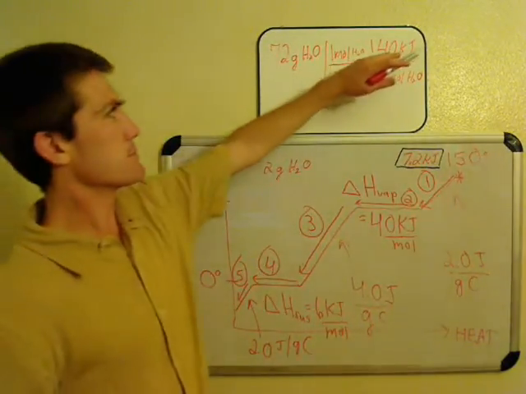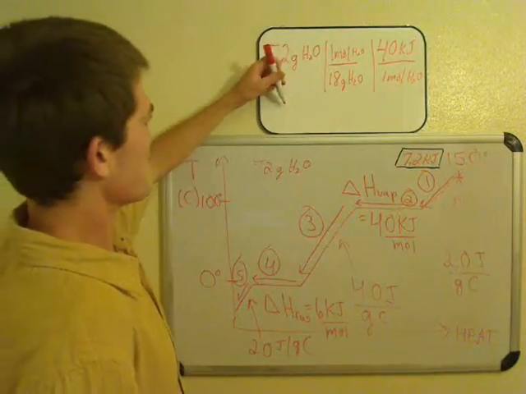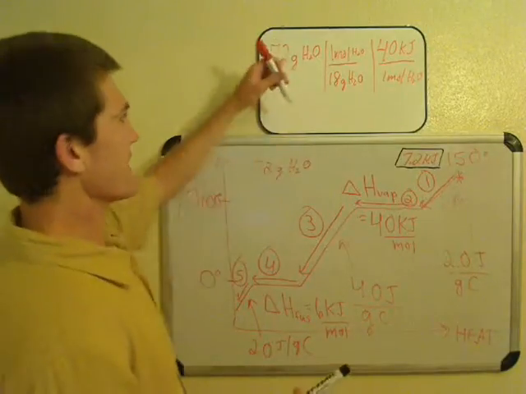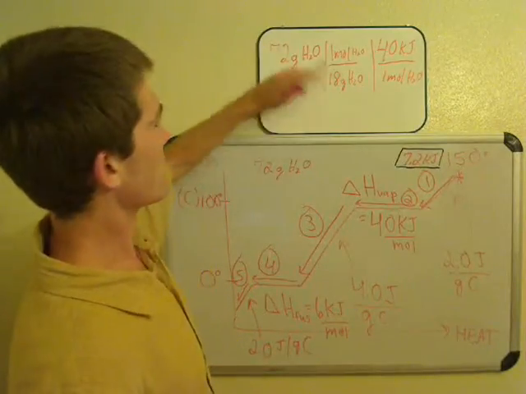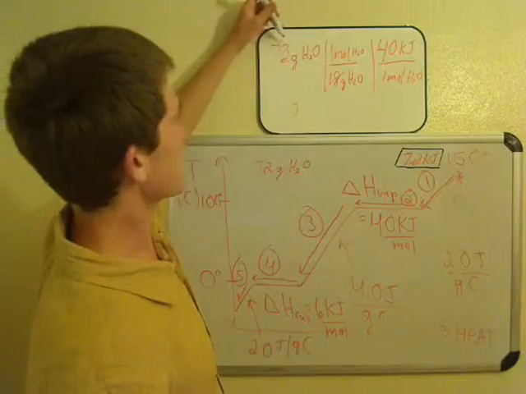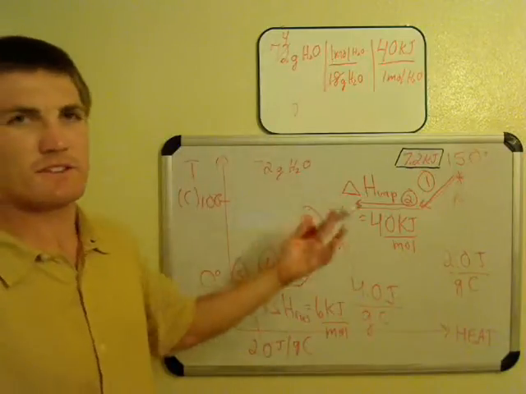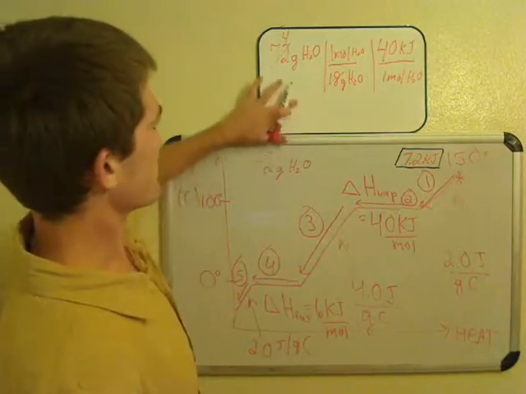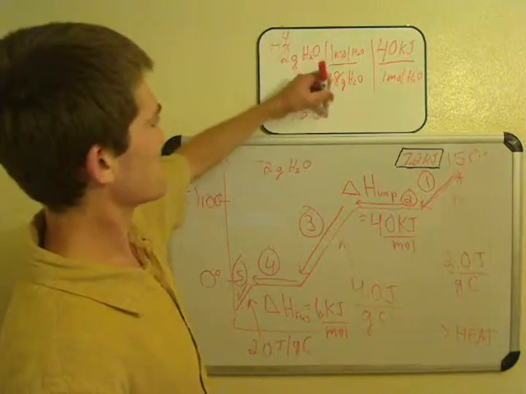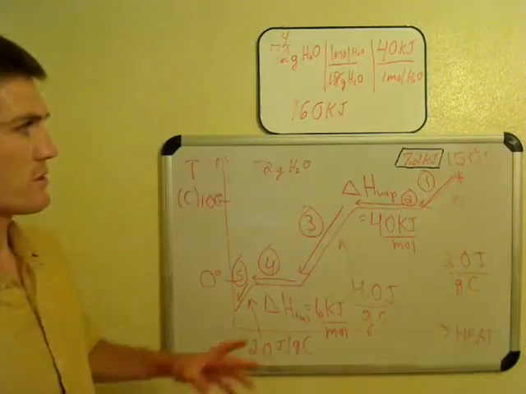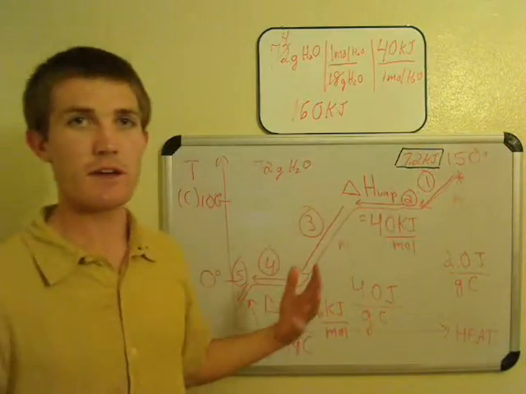So 72 times 40, get your calculator out, or you can just remember from doing this problem a bunch of times, like I have. Oh, it's the easy one. 72 divided by 18 is 4, so that's why I give you 72, it helps things out. 4 times 40 is 160 kilojoules.